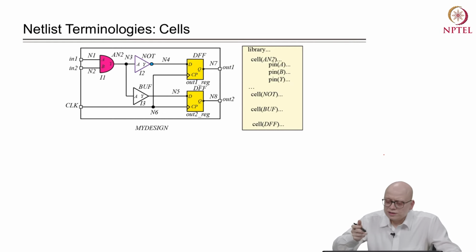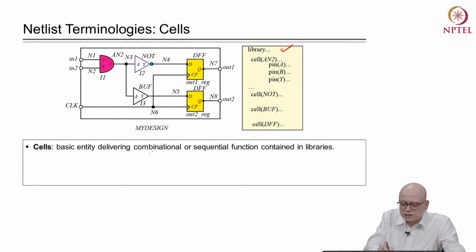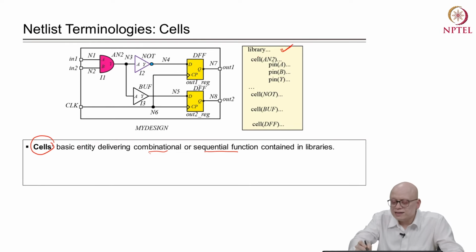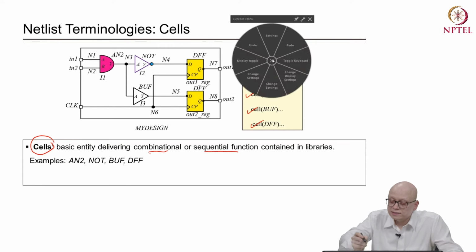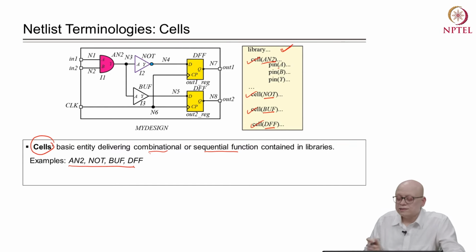Then let us focus our attention on the library. Now, inside the libraries, the basic entity which delivers the combinational or sequential function is known as a cell. So, inside these libraries, you will have cells. These are examples of cells, and these cells will have some name. For example, here the name of the cell is AN2, the name of the cell is NOT, the name of the cell is buff, and the name of the cell is DFF. So, these are the cells in the library.